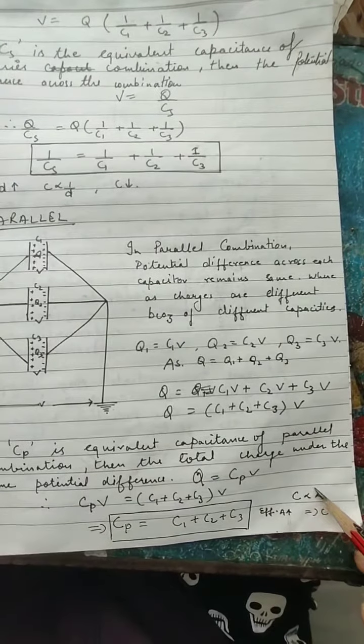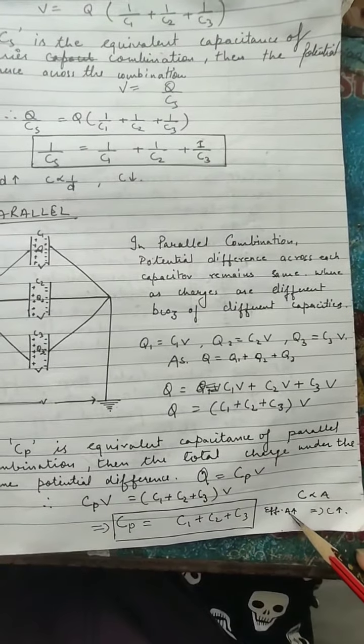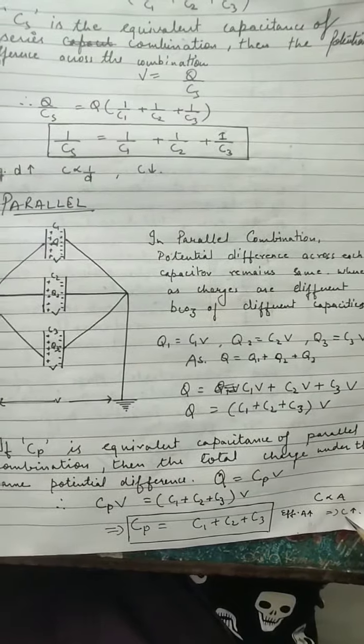C is directly proportional to A, which means the area of cross section. If the area of cross section is more, the capacitance will be more.